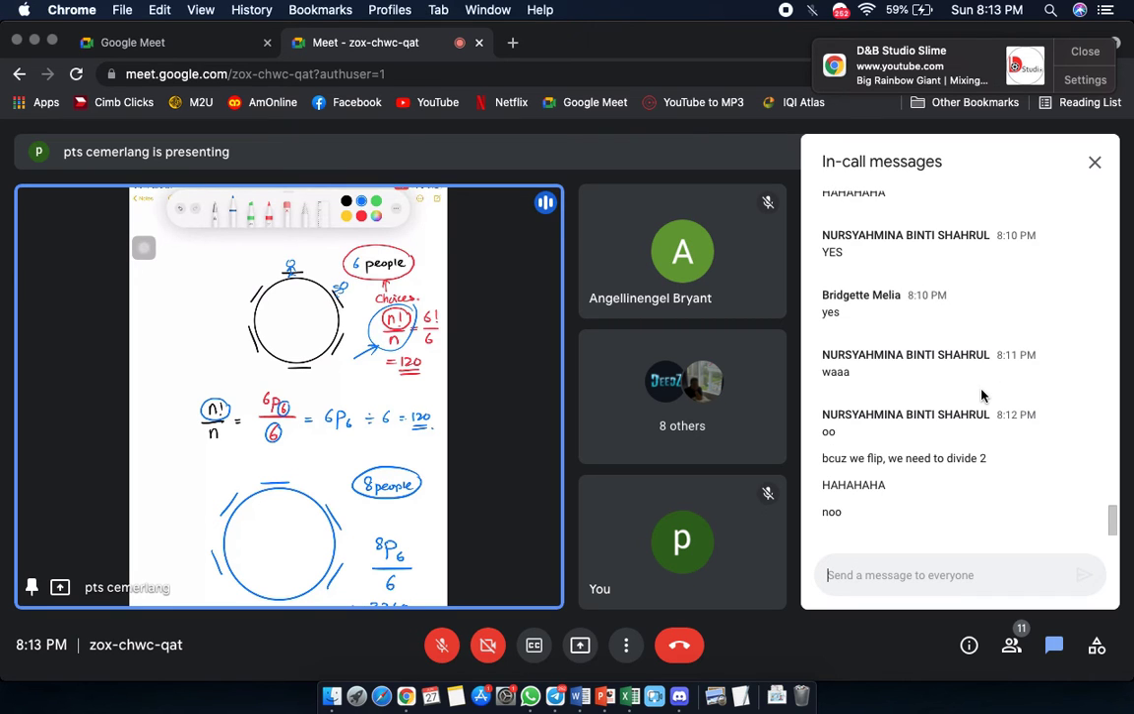That's why a round table cannot be divided by 2. If a round table could be divided by 2, it would mean the round table can flip. Okay, you can flip, it's the same. Even if you flip, it's the same. So, cannot, right? So, that's the idea behind it, right?